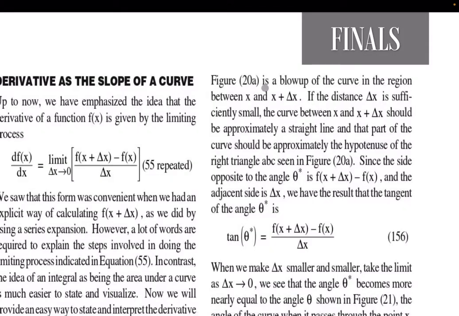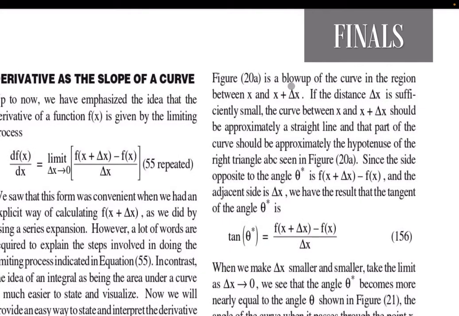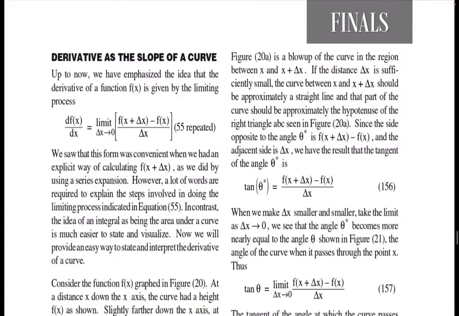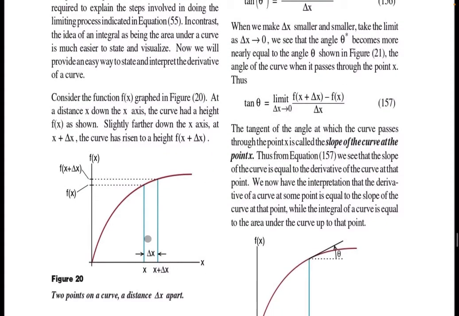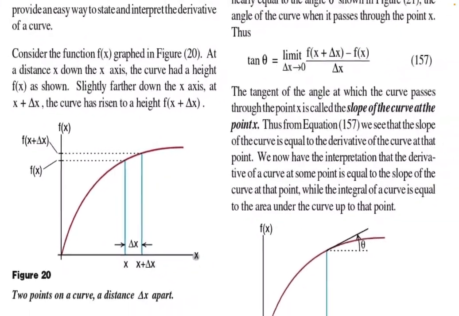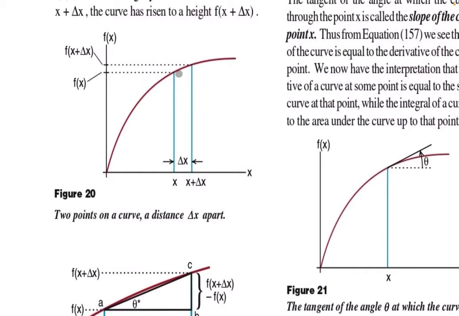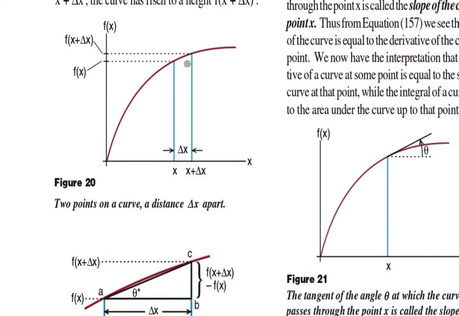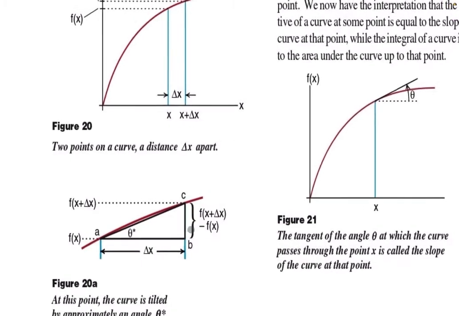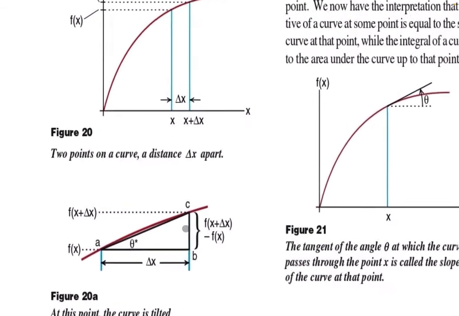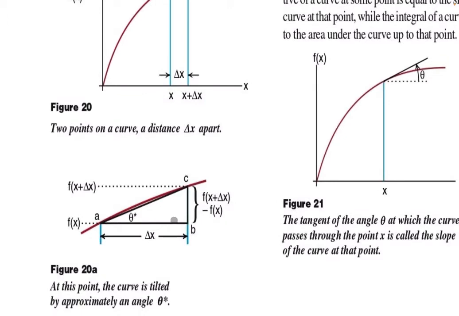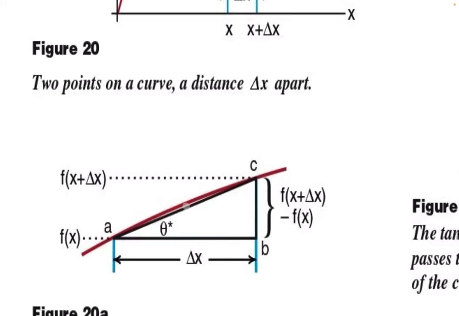Figure 20a is a blow up of the curve in the region between x and x plus change in x. So, ano yun daw? Blow up, ibig sabihin, pinalaki para makitang mabuti, no? So, nasa 20a. Ito 20a. So, yung portion na ito daw, pinalaki natin. Blow up. Ayan, ito yung portion na ito. Pinalaki natin at ginawa natin ng triangle, no? Para makita natin yung portion. So, makita nyo, may konting space sa gitna.